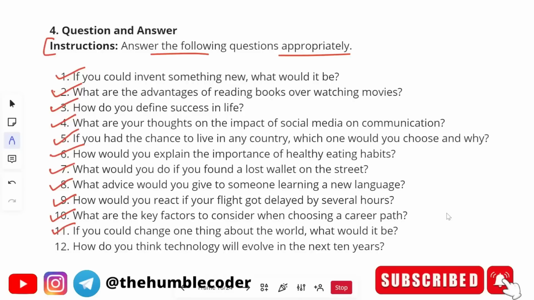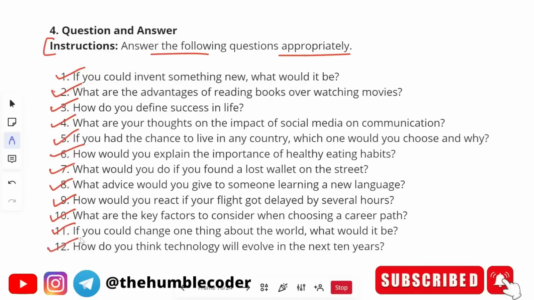Okay, so let's see what the answer for this one can be. If I could change one thing about the world, it would be eliminating poverty and ensuring equal access to education and healthcare for everyone. This would create a more just and progressive society, right? Moving on to the next one.